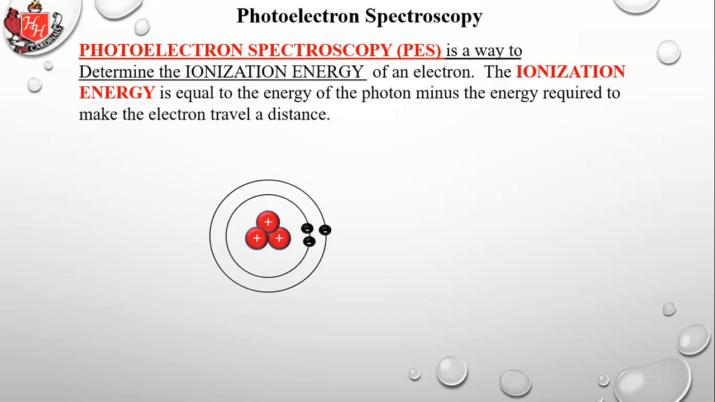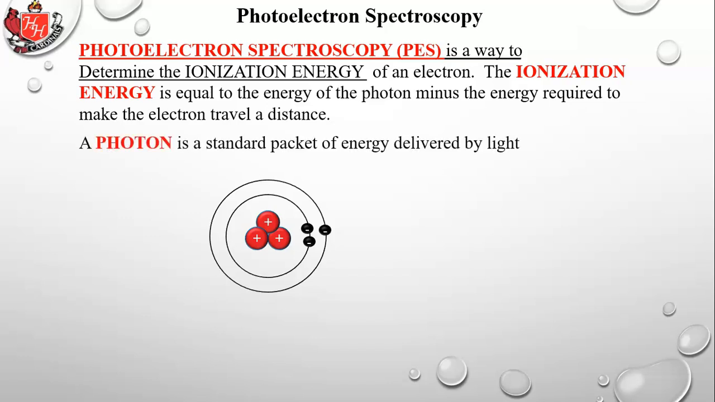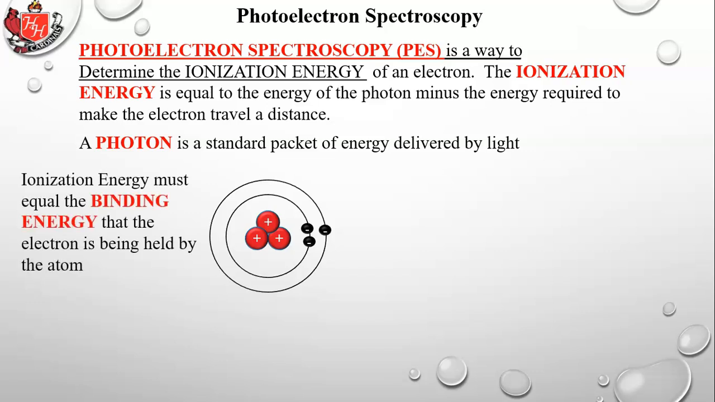So here it looks like, again, we have a lithium atom, 3 protons, 3 electrons, with 1 in the second orbital. A photon is a standard packet of energy delivered by light, and we'll talk about photons and light in later lessons. Ionization energy must equal the binding energy that the electron is being held by the atom. So that outside electron, that second orbital electron, is being held by a certain amount of energy by that atom. So the ionization energy has to be equal to that energy in order to knock it out of the atom and to ionize the atom.